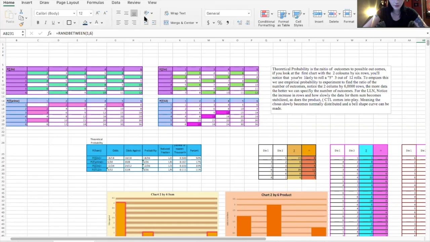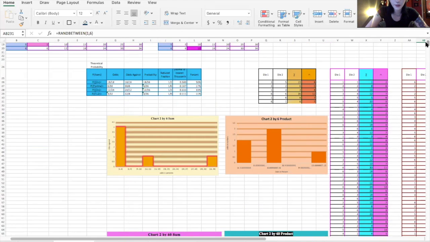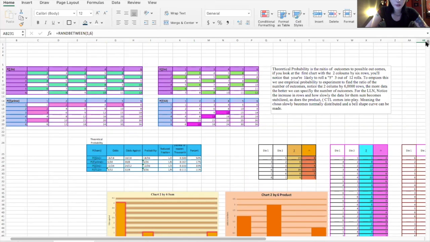So let's kick this off with theoretical probability, which is the ratio of an outcome to the possible outcomes. Let's take a look at the first chart. You'll notice that this first chart right here in orange has 2 columns by 6 rows. So the data is not all there.